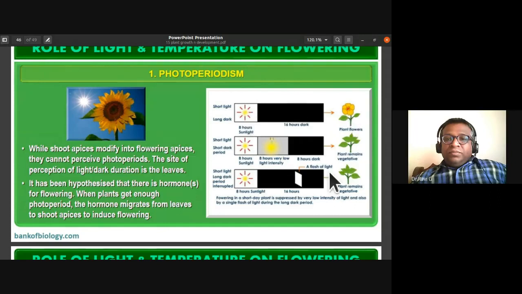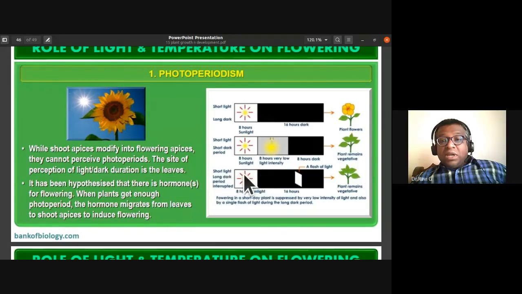Here in this slide, you can notice short light, long darkness. They have 8 hours of sunlight and 16 hours of dark. So this induces plants to flower. In the next case, short light is 8 hours of sunlight, and a short dark period of 8 hours duration. For 8 hours they get very low light intensity. So here the plant remains vegetative. They do not undergo flowering.